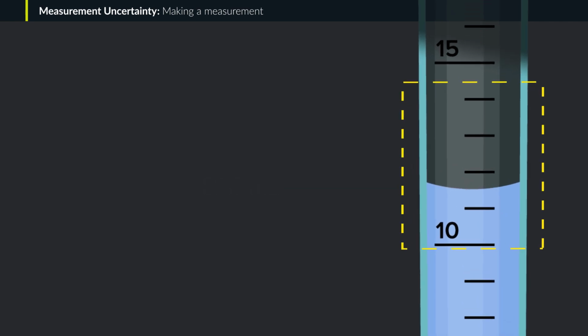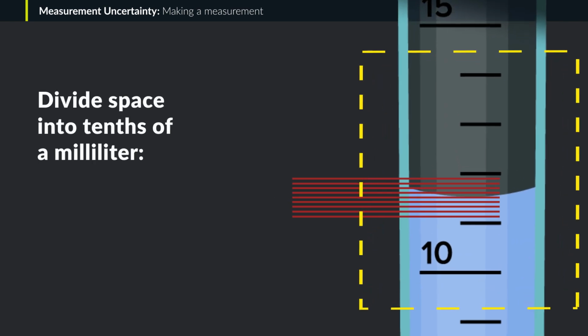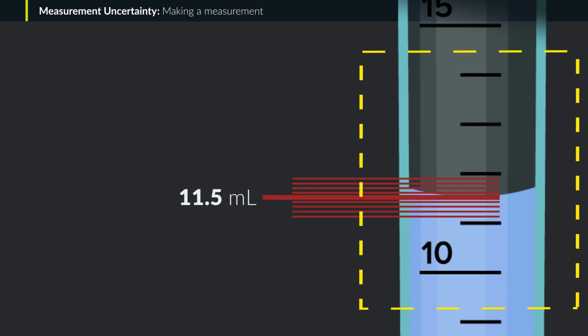To do this, you must mentally subdivide the distance between the volume marks into tenths of a milliliter. Then make your reading, or estimate, at the bottom of the meniscus. Since the meniscus appears to be exactly between the middle of the 11 and the 12 lines, you would estimate this measurement at 11.5 milliliters.